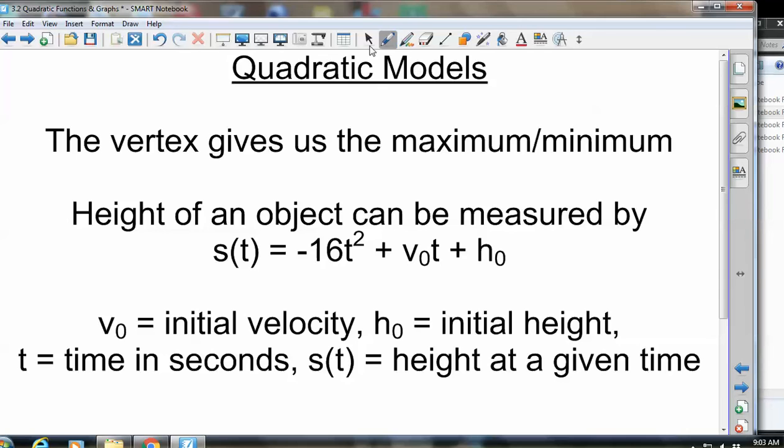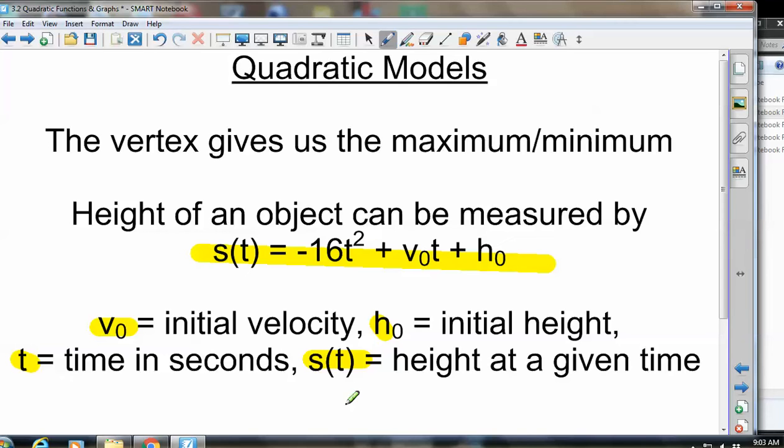One equation we will be using a lot is for height of an object. So S of t equals negative 16t squared plus v sub 0 t plus h sub 0. You want to make sure you write this down. It tells us at the bottom what these variables represent. V sub 0 is your initial velocity, h sub 0 is initial height, t is time in seconds, and the s is your height at a given time.